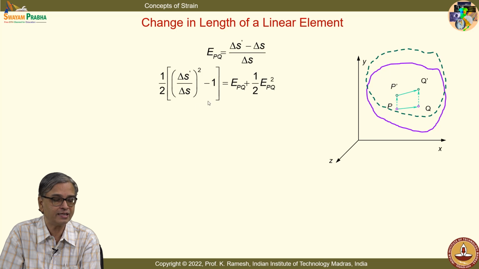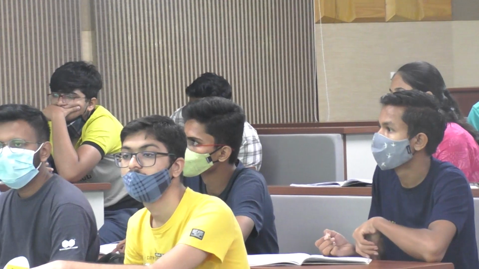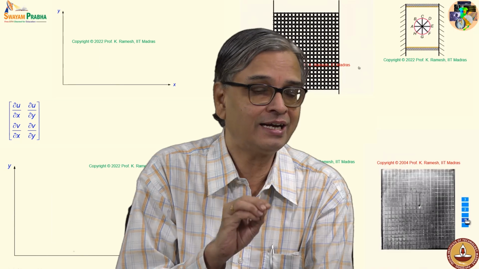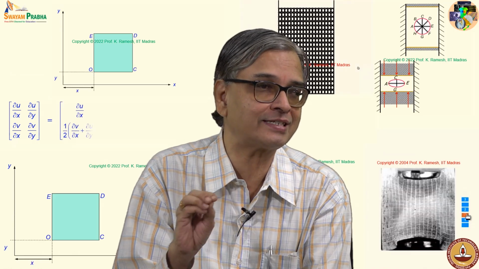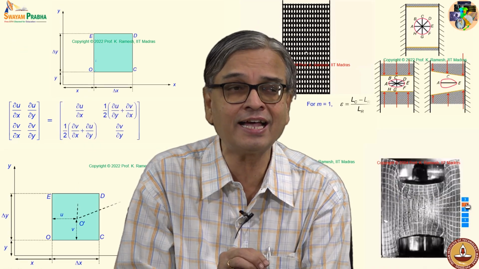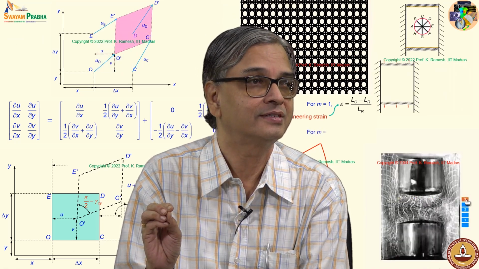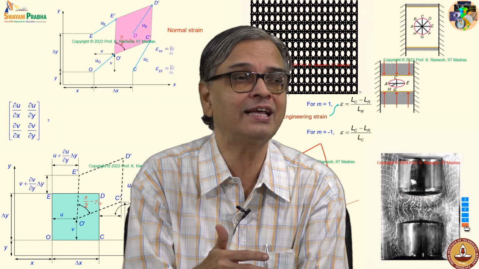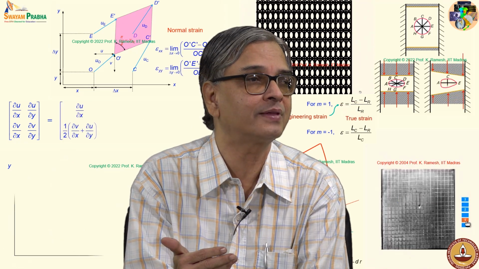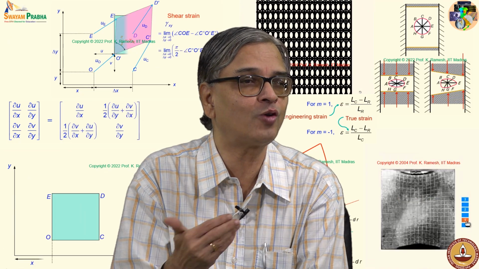If you expand this definition and substitute and do the simplification, you can write this in terms of EPQ plus 1 half of EPQ square. Is the idea clear? My interest is to find out delta S prime minus delta S, but I will compute delta S prime squared minus delta S squared. We have defined what is delta x, we have defined what is delta x prime. So, I can find out what is the difference.